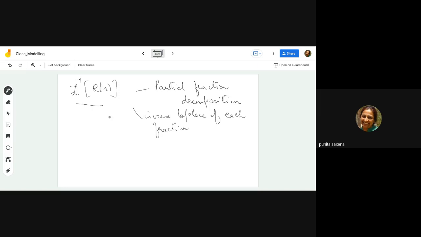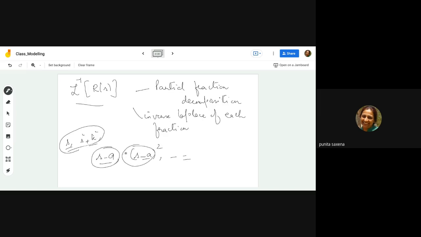But then if you observe one thing, whatever problems you have tried so far, your terms were just s or s square plus k square and things like that, right? So you could directly apply the standard results of inverse Laplace to each of the fractions that you decomposed, and you get the result, right? But now we don't have terms like s. We have terms like s minus a. We have terms like s minus a square, and so on and so forth. So how to find the results for terms like this?